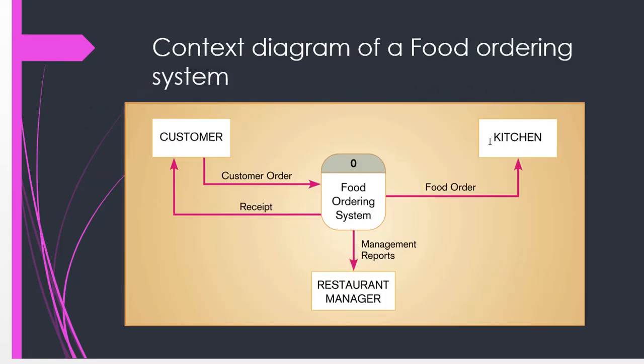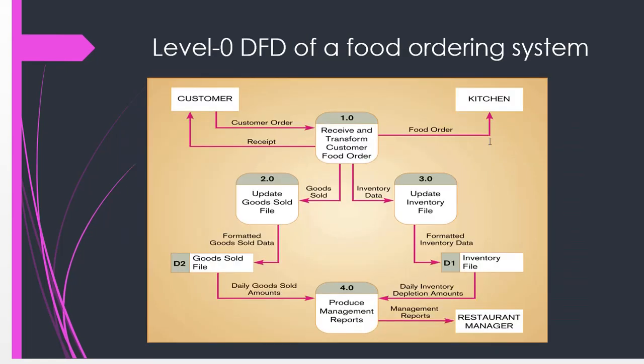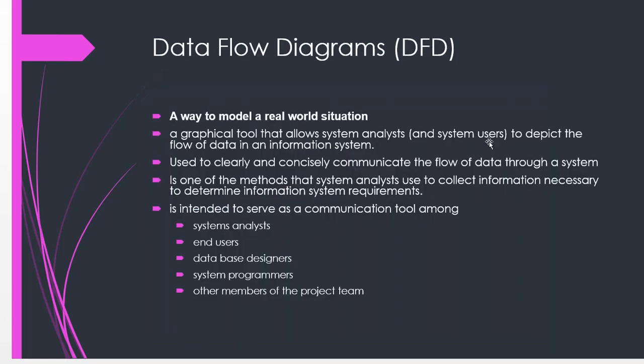So this is the solution to that problem for a context level diagram. We'll discuss it as we go, but for now just know that this is the solution and we'll come back to it. Then we also have the solution for the level 0 diagram. We'll also come to it as we go through this lecture. So let's go back to data flow diagrams.